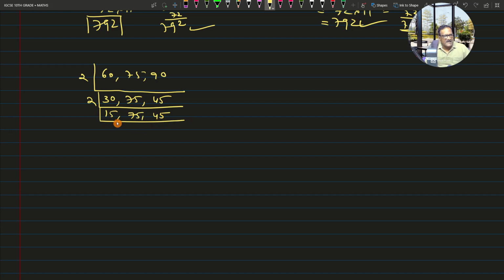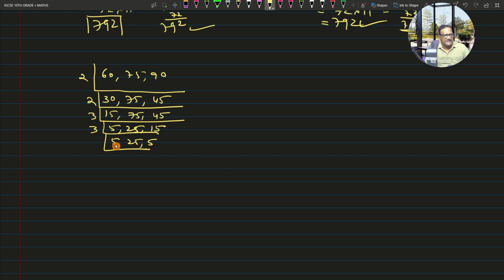Then can we come to 3? Yes, 3. Now 3 5s are 15, 3 into 25 is 75, and 3 into how much is 45? 3 into 15 is 45, right? Then again 3, yes, again 3 will go. 3 doesn't divide 5, so I'm writing 5 here. 3 doesn't divide 25, so I'm writing 25 here. But 3 does divide 15, so I'm writing 5 here. 3 into 5 is 15.